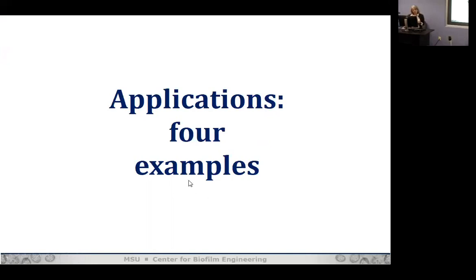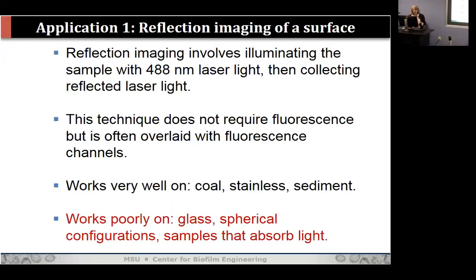So I'd like to finish with some applications, examples of how we use these techniques on real samples. And the first one is reflection imaging. So all the confocal imaging we've talked about till now has been about fluorescence. And that's the bulk of the imaging we do. But there's another way you can use the confocal, and that's with reflection imaging. You can hit the sample with a 488 laser, and this works well because that laser scatters most efficiently, and collect the reflected laser light and generate an image of the sample surface.